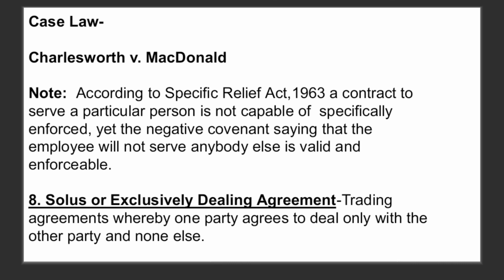But this also has exceptions. First, when the buyer does not agree to purchase the whole quantity, he cannot restrain the seller from selling his surplus to others. And secondly, when the object of the agreement is to corner goods or monopolize trade. So these are the exceptions to the general rule.